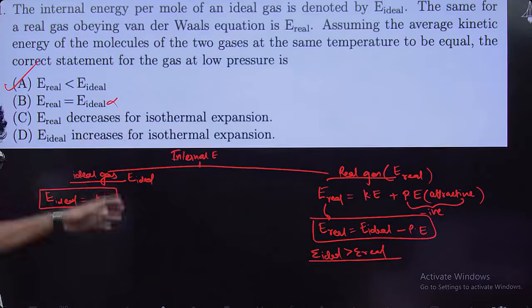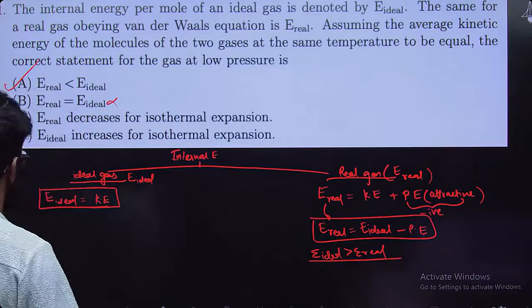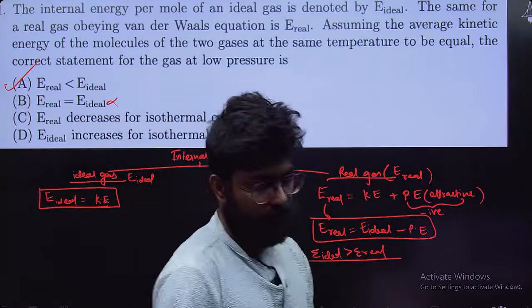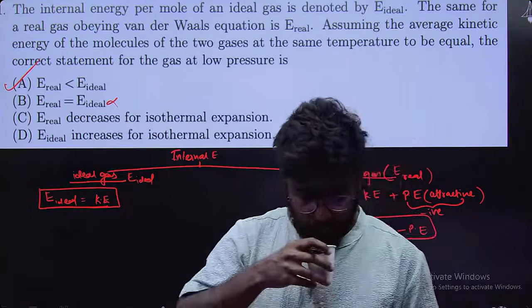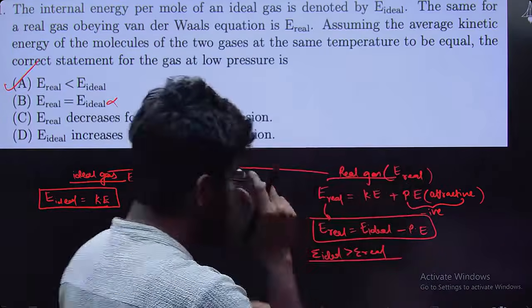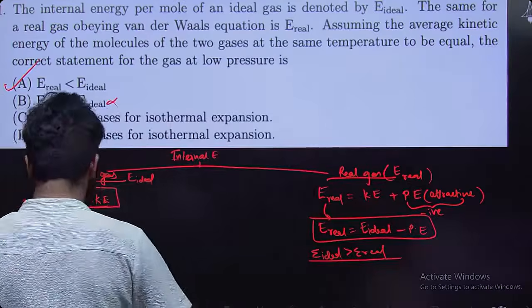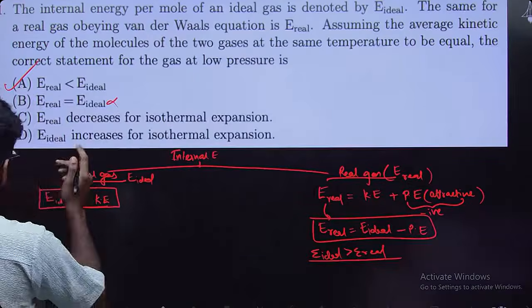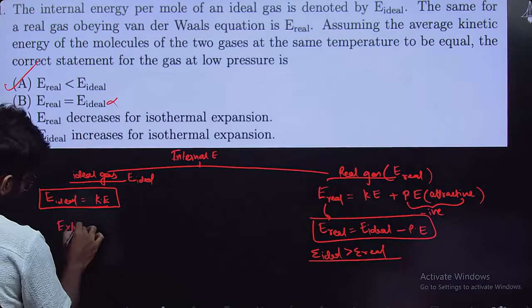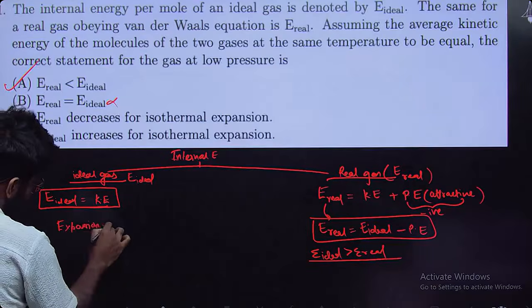Now, E real decreases for an isothermal expansion, or E ideal increases for an isothermal expansion. Either of these could be true; if you prove either of them as true or false, then the other one goes with the same relation, right? Now see, for expansion, what happens when you expand a gas?